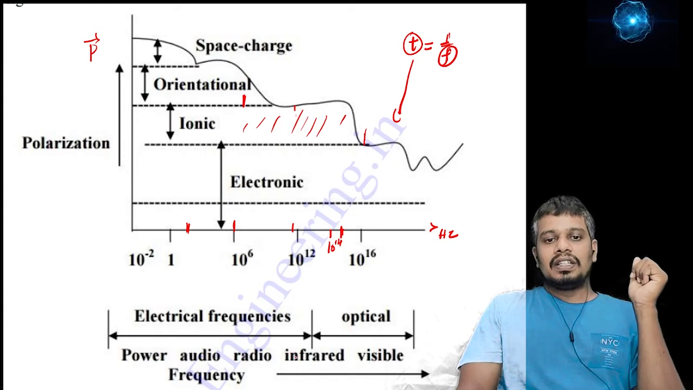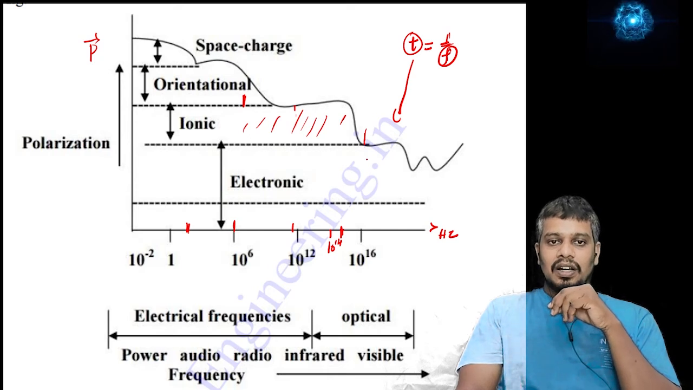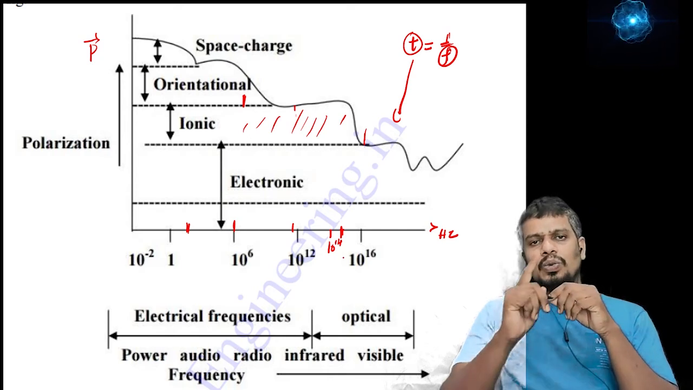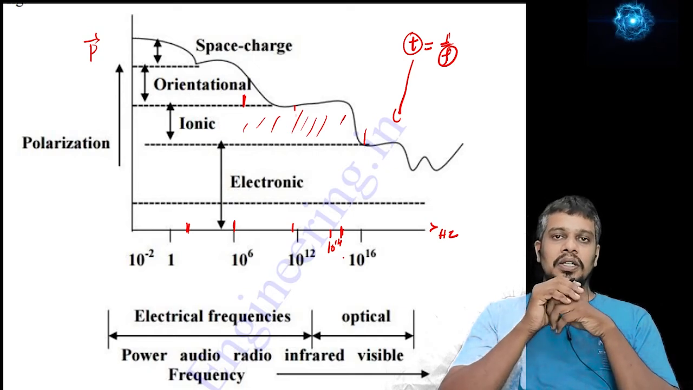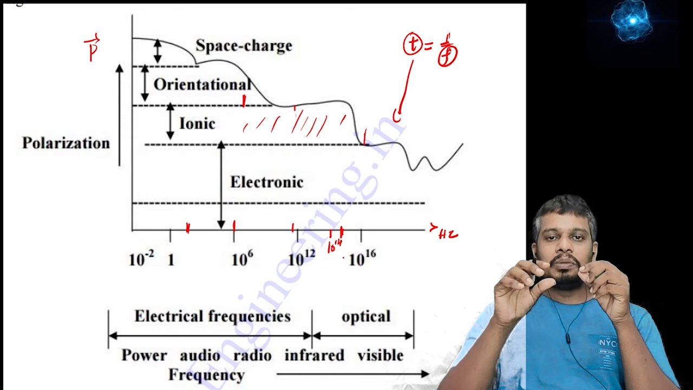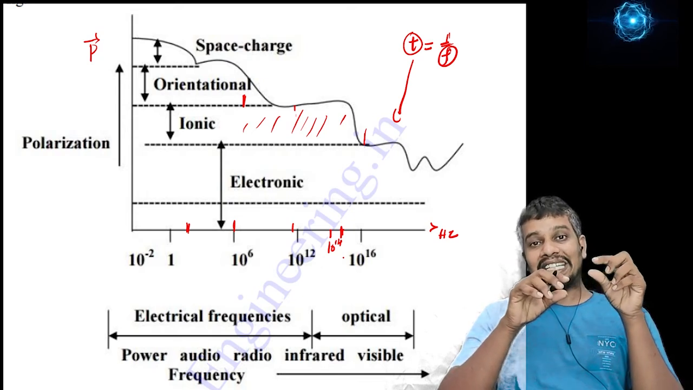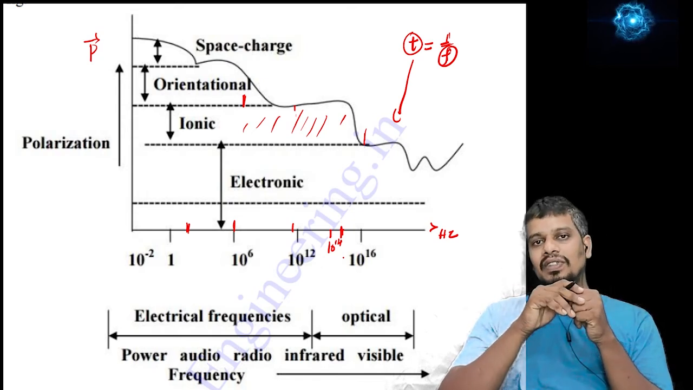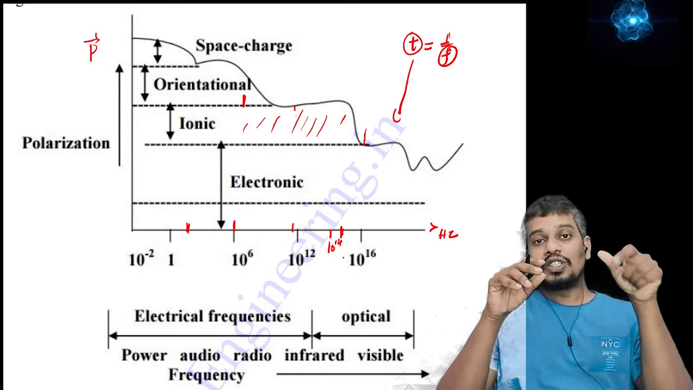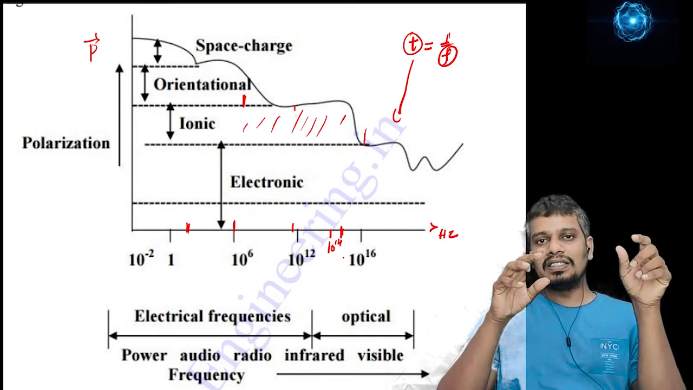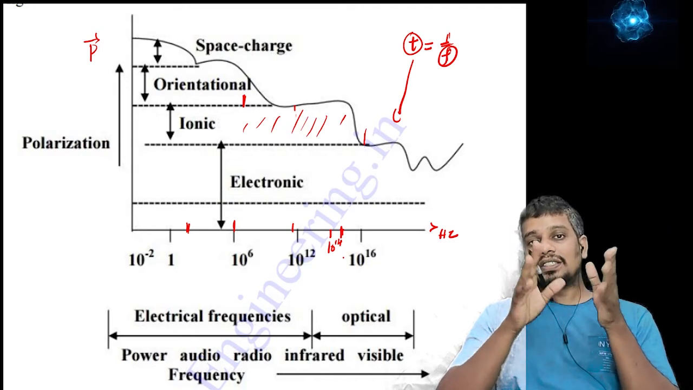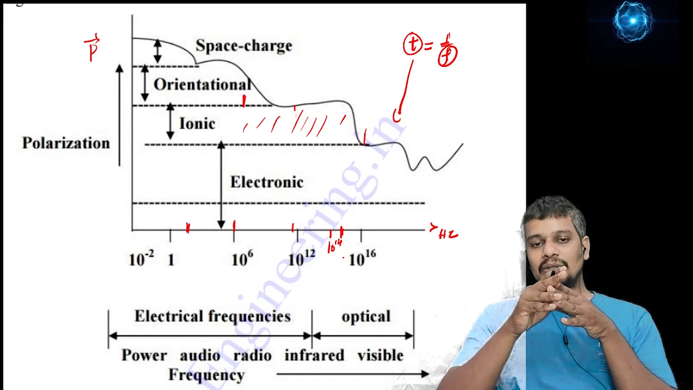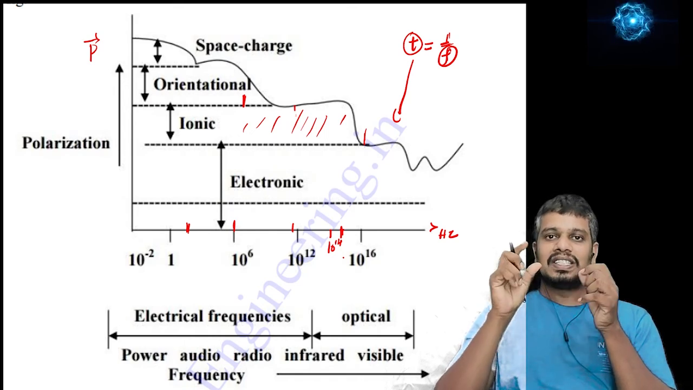In the infrared frequency range, only the electronic and ionic polarization occur. In the optical frequency range, only one polarization occurs, that is the electronic polarization, because the time is so short that the ion cannot respond in such a short interval of time. Even the orientation polarization won't respond to such a short interval. At high frequency, for space charge as well, only the electron can respond because of its smaller mass.